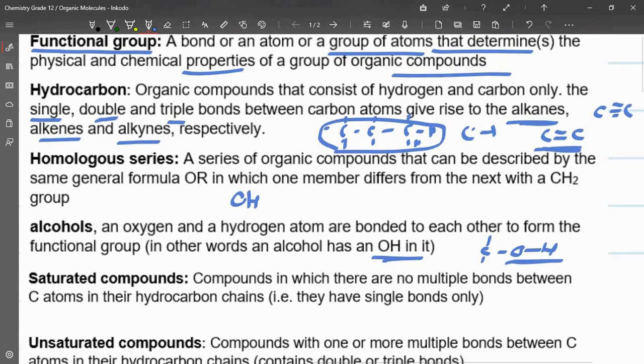Another couple of definitions that you should know. You really should know these definitions and understand them. What are saturated compounds?